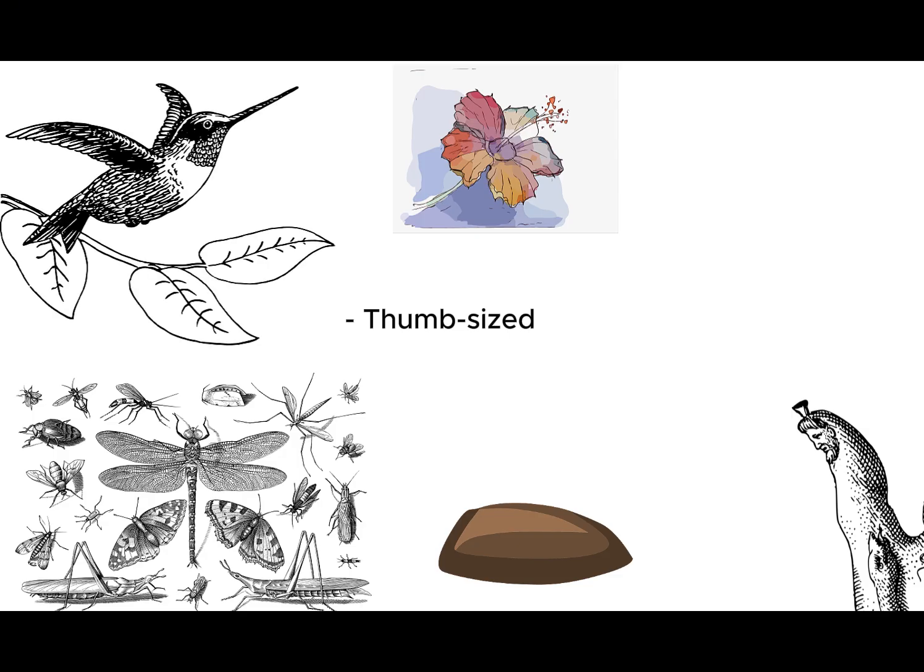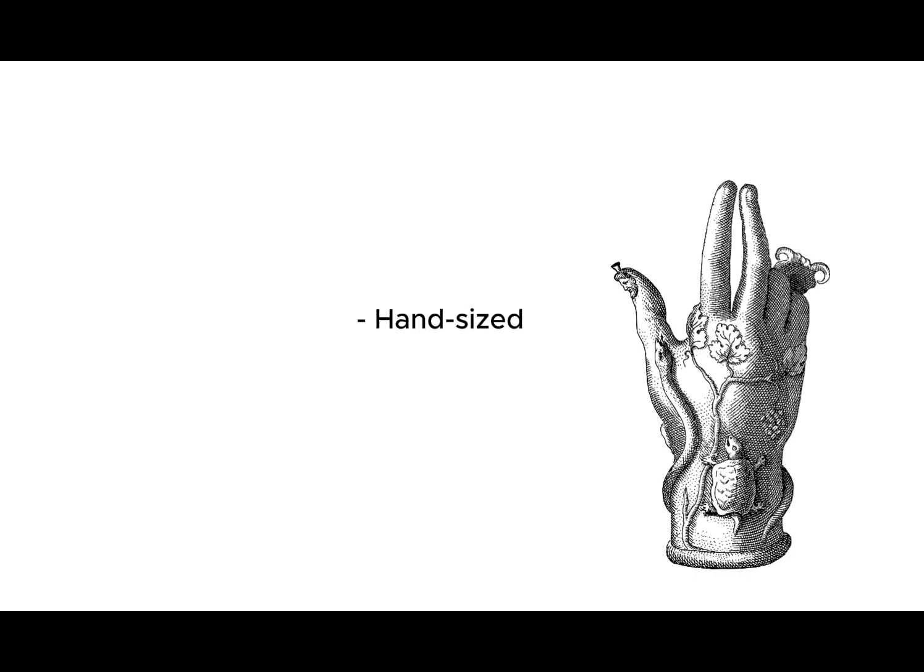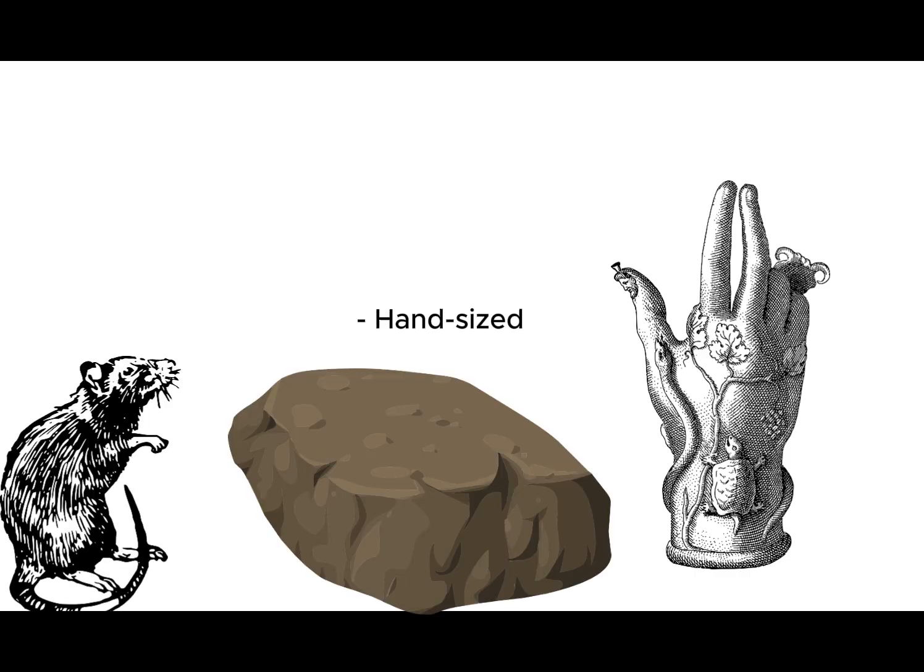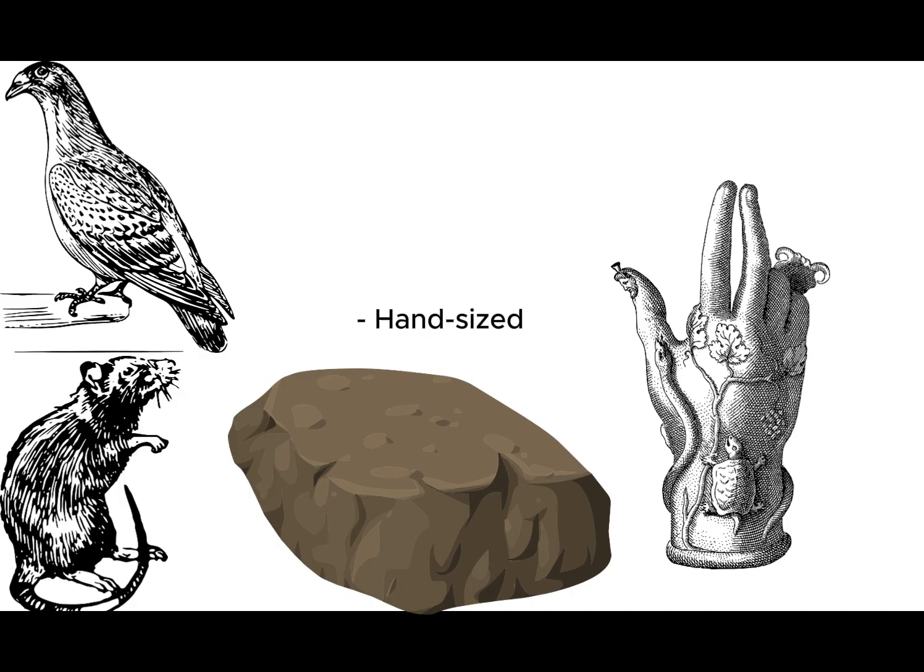A hummingbird, once it's closest to the size of your finger, or once it can fit on your finger, it would fall here. Next is hand-sized. So that's most rocks that you can pick up, rodents, a pigeon. Honestly, once you can still comfortably contain it in one hand, then toss it, then it fits within this category.